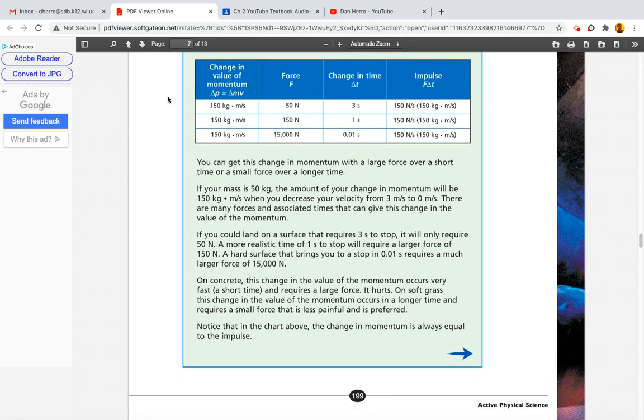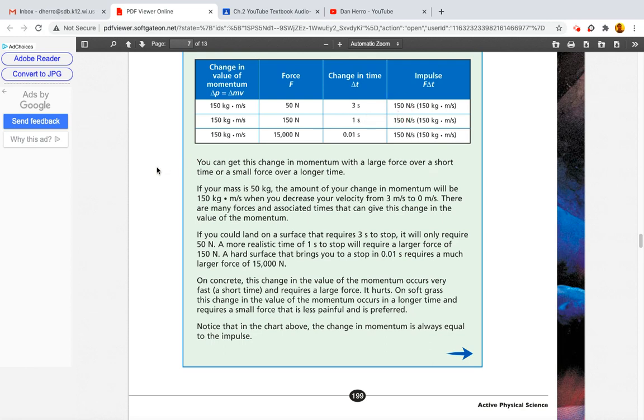Change in value of momentum. Remember, guys, that small p is momentum. So change in momentum equals mass times a change in velocity. All right, so you've got a chart where it's showing this equation. Here's your change of momentum. Here's your force. Here's your change in time, and here's your impulse.